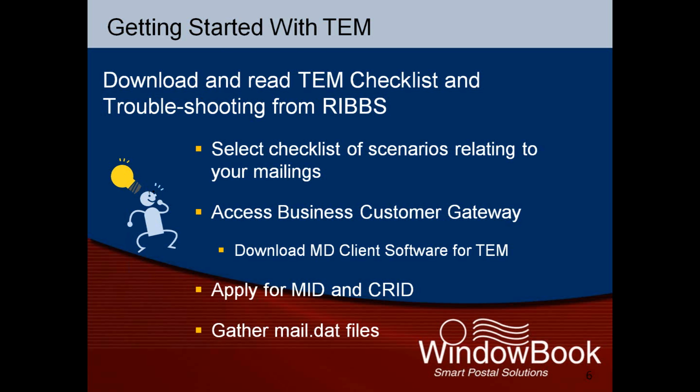This information must be populated in the mail.dat files that are transmitted to Postal One during the testing, and these uniquely identify you as a mailer. And lastly, you will need to gather together the various mail.dat files that reflect the types of mailings that you do. If you have multiple types of mailings, we suggest that you start with the easiest one first, or the one that has the fewest scenarios in the Postal Service's checklist.